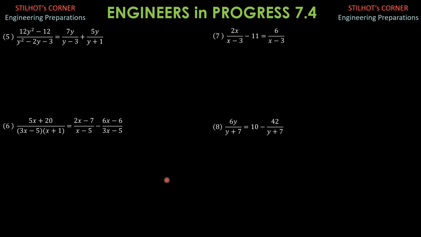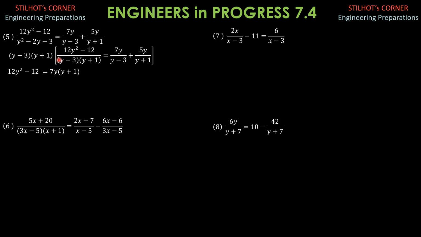So for problem 5, we have 12y squared minus 12, this equation here. We factor this into this y minus 3, y plus 1, this denominator. So you multiply everything by LCD, which is y minus 3, y plus 1. So y squared minus 2y minus 3 is factored into y minus 3, y plus 1. Then we copy the right side. Distribute. So we have 12y squared minus 12 equals 7y times y plus 1, then plus 5y times y minus 3.